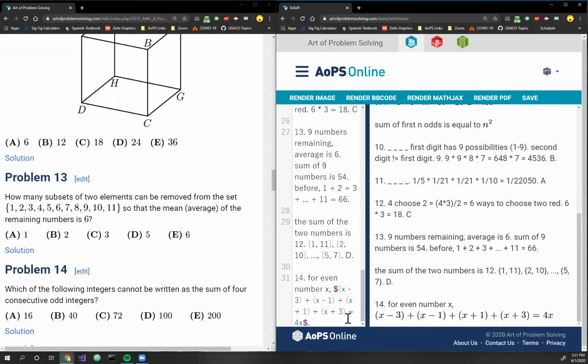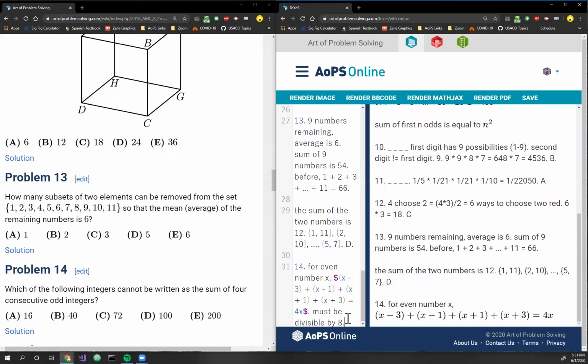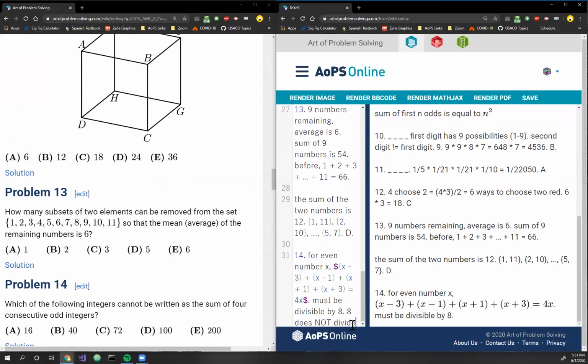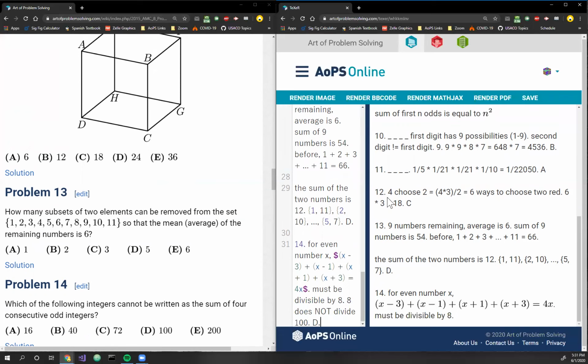So therefore, this has to be even as well, so it must be divisible by 8. Now let's check which of these is not divisible by 8. We notice 8 does not divide 100, so it's D. This is a bit more tricky, so feel free to ask, either in the public chat or by messaging me.